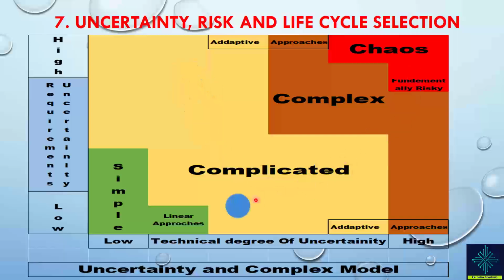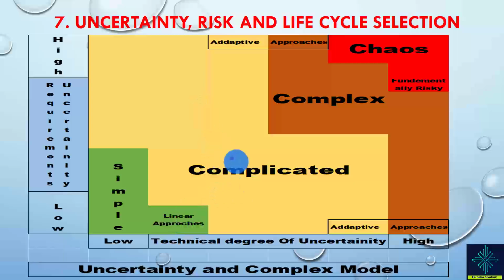When we have low technical degree of uncertainty and low requirements uncertainty, this is the green region, which is simple. Here we can use linear or predictive approaches. It's very simple and easy to manage, so there is no need for Agile here. You can still use it, but there is no need. You can just go to traditional methods.